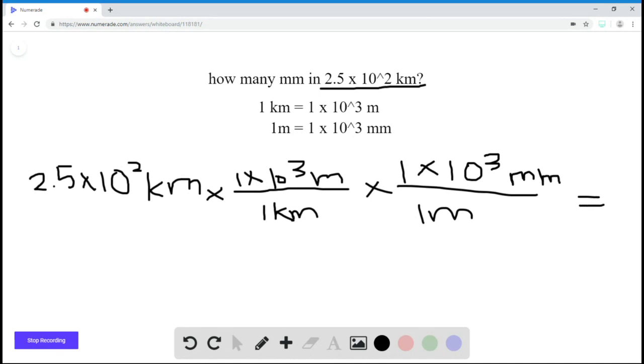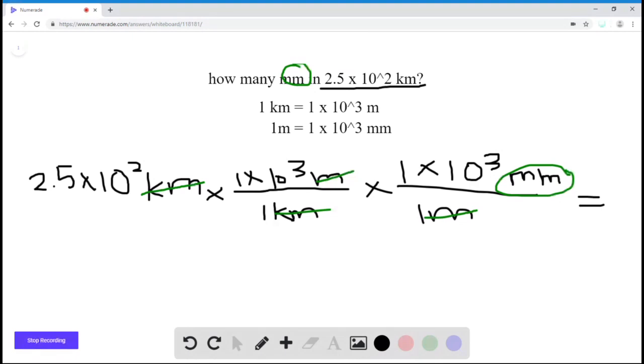Now, before we actually solve this, it's always a good idea to just go through and make sure you put your numerator and denominator in the right places to make sure that all of your units cancel. So we have kilometers and kilometers can cancel, and meters can cancel, and we're left with millimeters, which is our desired unit. So then we can multiply through using rules for multiplying scientific notation.